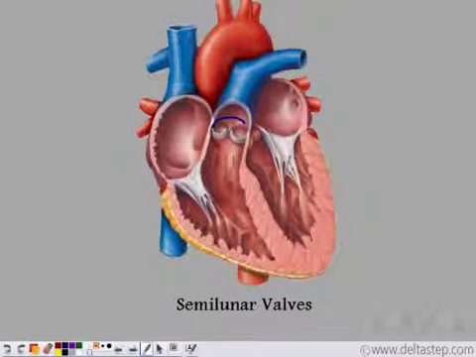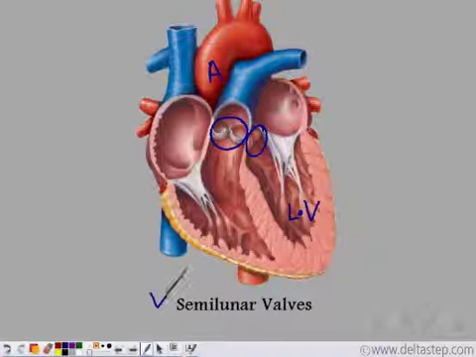See? At the junction of the right ventricle and the pulmonary artery is present this valve, and between the left ventricle and the aorta is present this valve. See, these valves look like half moons, and that is why they are known as semilunar valves. Semi means half, and lunar comes from the word moon.